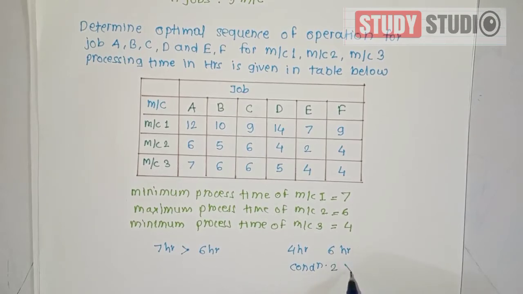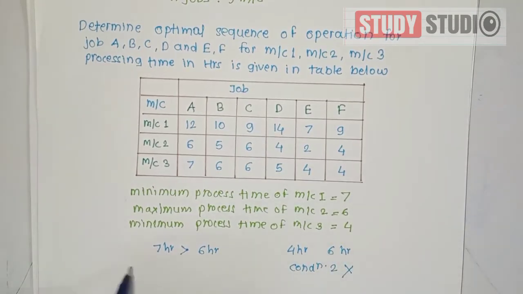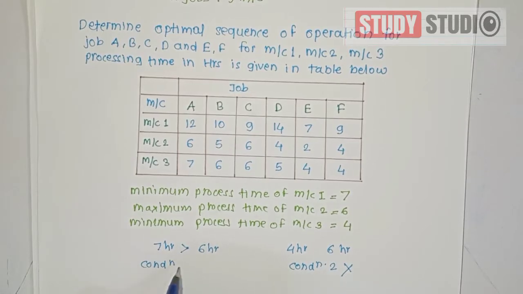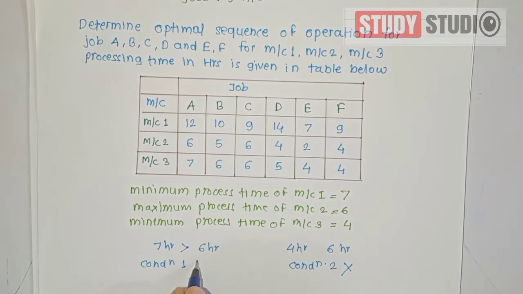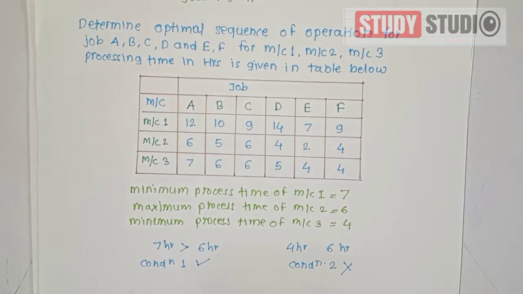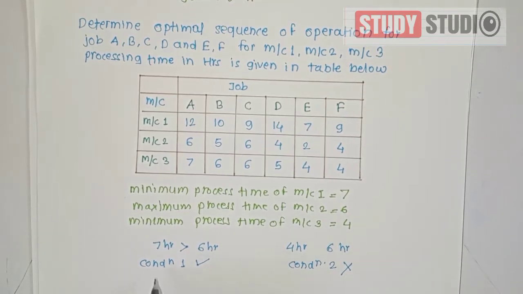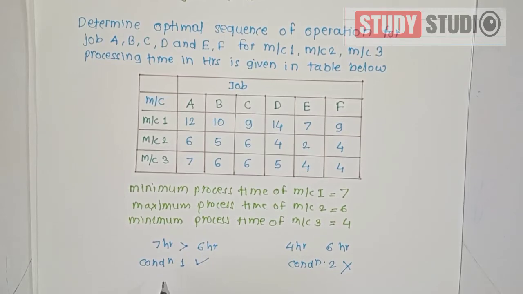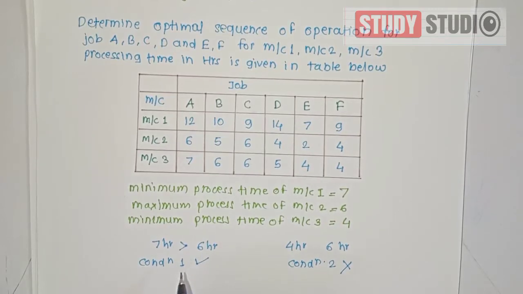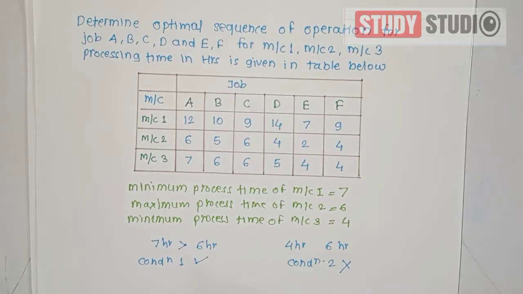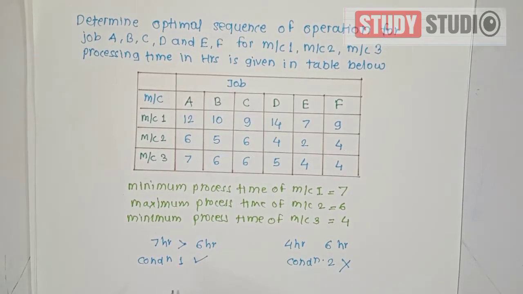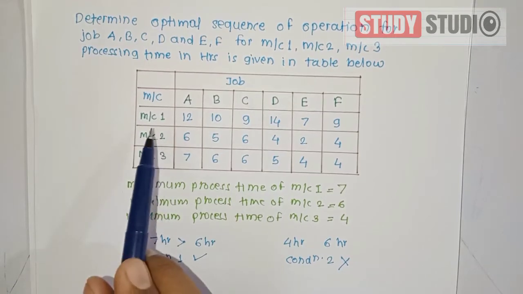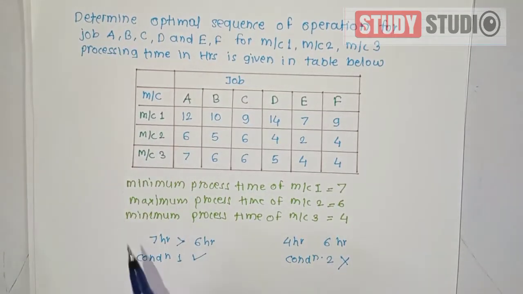Condition 2 fails, but condition 1 matches. So if any one of the conditions from 1 and 2 matches, then we can move forward for solving the problem. Now let's see how to convert this 3 machines processing hours into 2 machines processing hours.